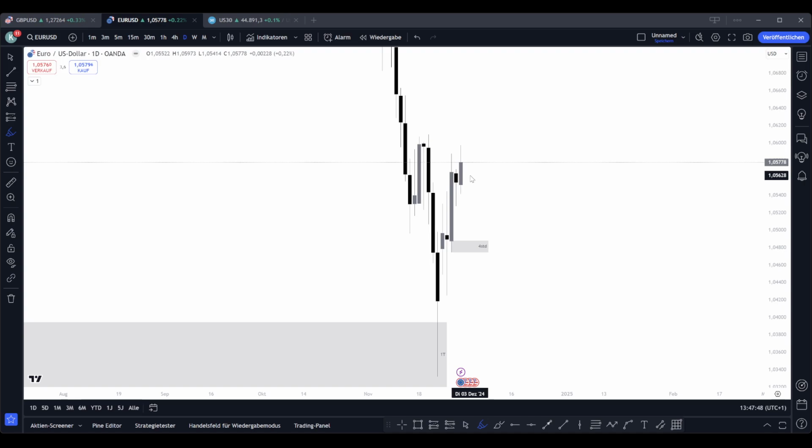And also guys, this will be the first week of the month of December coming. There will be NFP on Friday, so that might also have an impact on the market.